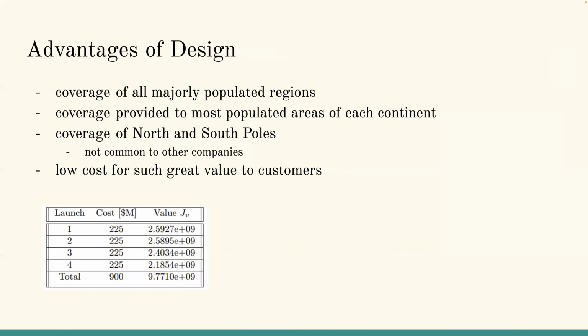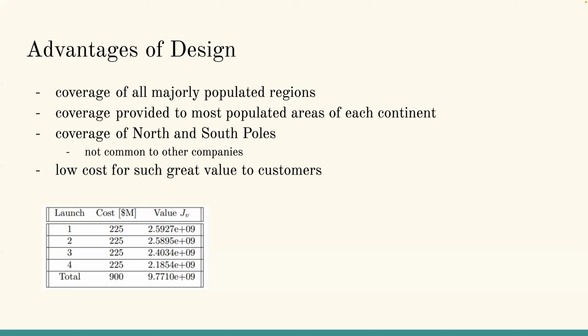The advantage of the design is that it covers the majority of the populated regions. Coverage is provided to the most populated areas in each continent. So if you can see throughout each orbit, it is focused on achieving coverage for a very populated continent. It also covers the North and South Poles, which is not common to other companies. And we could provide internet service at a low cost and a great value.